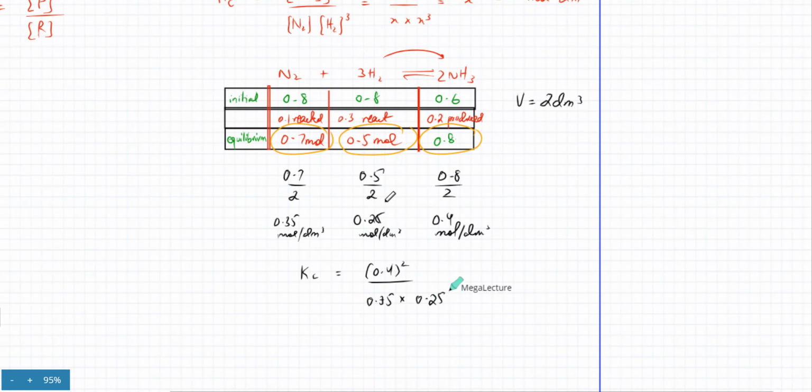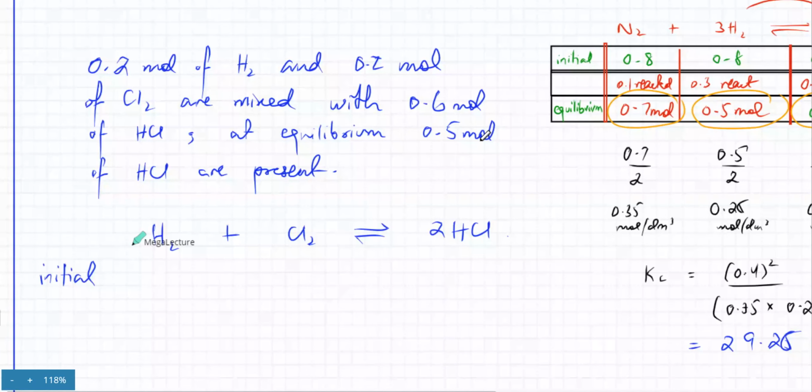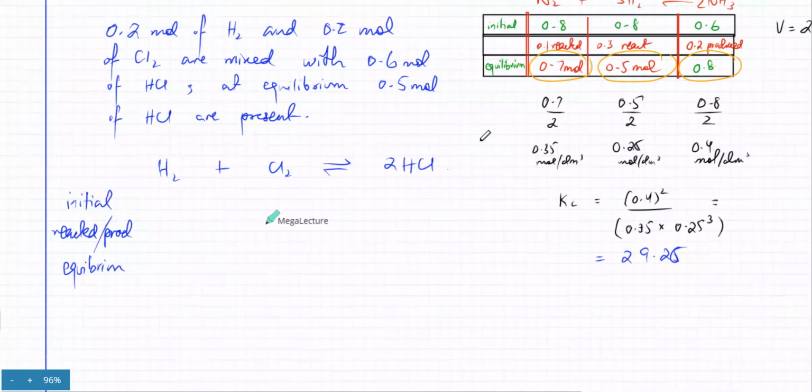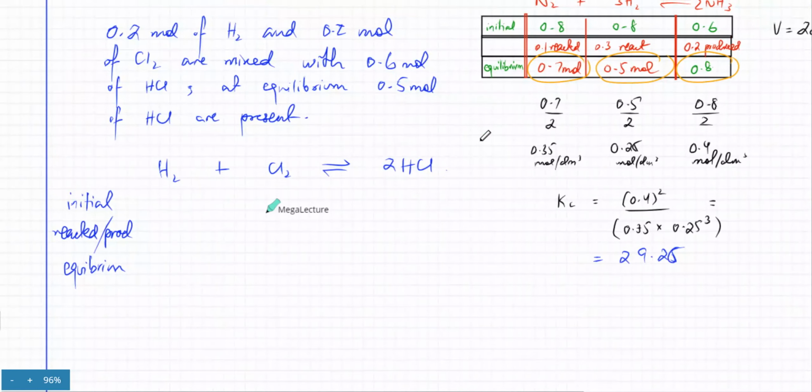Quickly tell me what the value is. So in this question, you have your initial moles, your equilibrium moles, and in the middle, how many are reacted and produced. Try to fill this table up based on the data that's given.